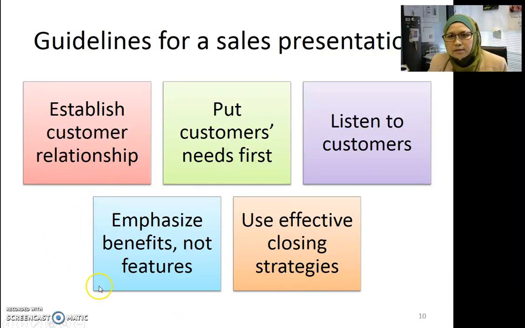Okay, this next item here is something very interesting. It's to emphasize the benefits but not features. For instance, let's say you want to suggest to people to buy an iPhone rather than a Samsung. You don't tell them about the particular feature, that it's faster or it doesn't lag or things like that, because sometimes it doesn't matter to a customer, especially those who are not into technicalities.